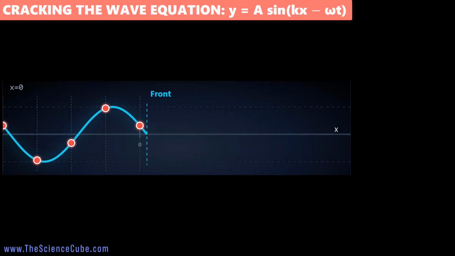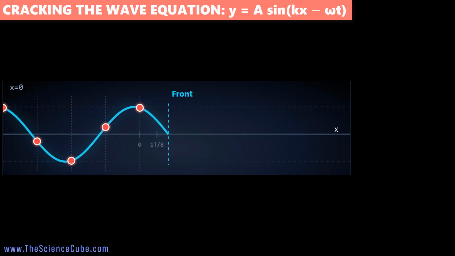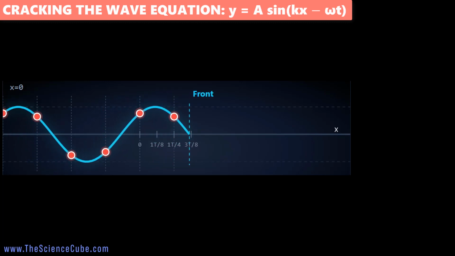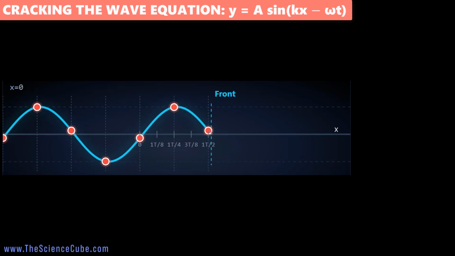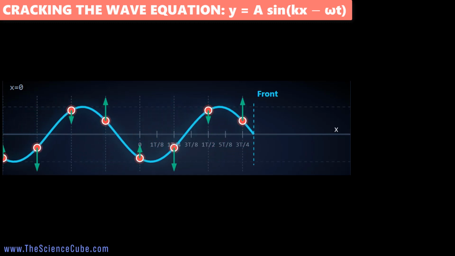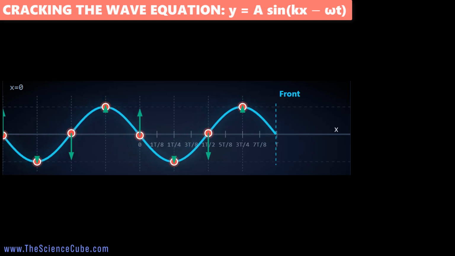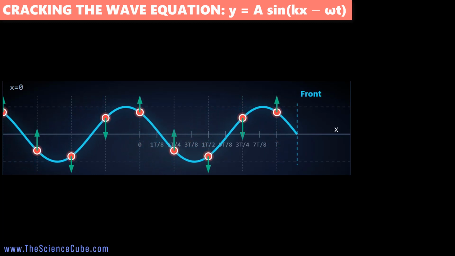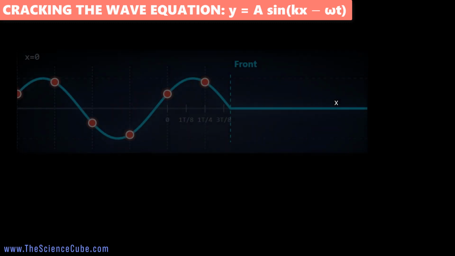So let us take this wave moving in the positive direction of the x-axis. Now, we learned in the earlier lesson that each particle of the string oscillates parallel to the y-axis. Remember, the particle does not move along the x-axis. It is the disturbance that travels forward.